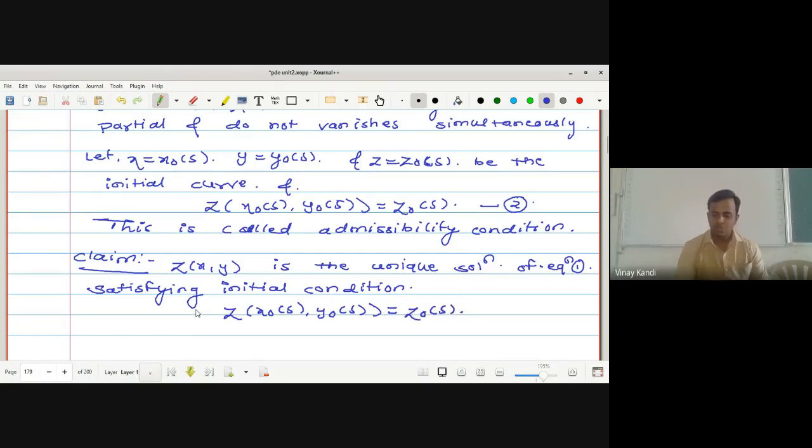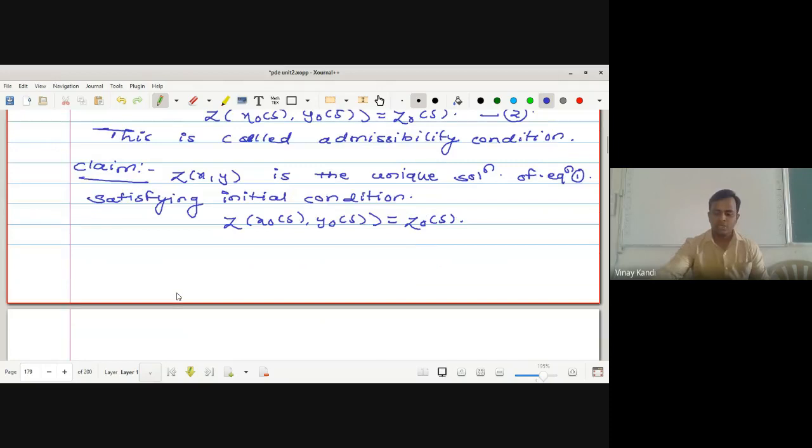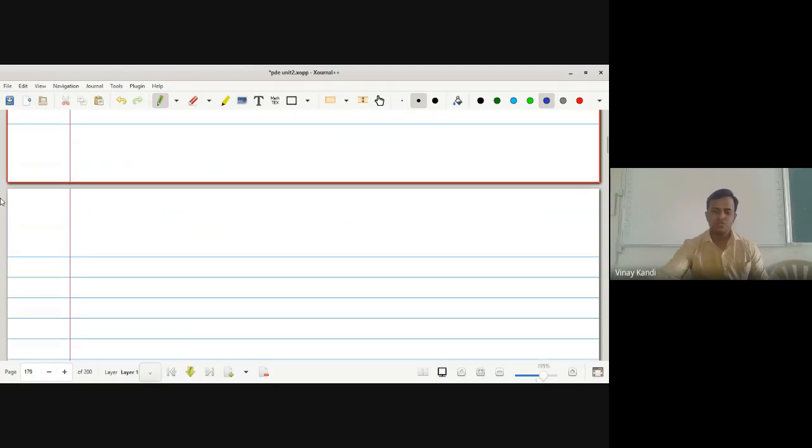Okay, now we know that the integral surface of equation 1 is a family of space curves. A surface is nothing but a family of curves, and it is given by a system of ordinary differential equations. We know that the integral surface of equation 1, that is, the given partial differential equation, is a family of curves.